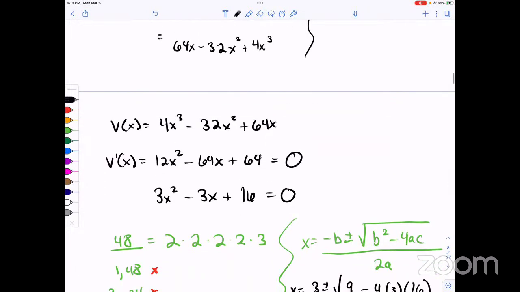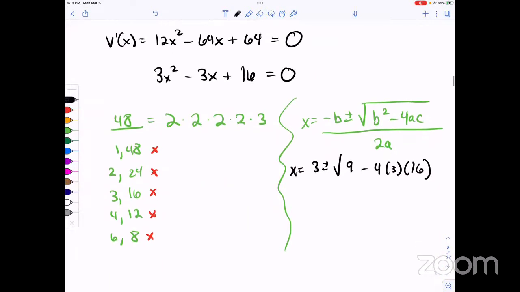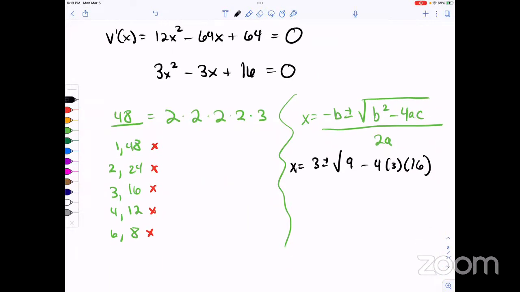12, negative 64 plus 64. We didn't get any numbers there. It opens up and it's been moved up, so it doesn't seem like it crosses. What am I missing? So let me see. It's never going to be undefined. It's not going to be 0. We want to maximize it.